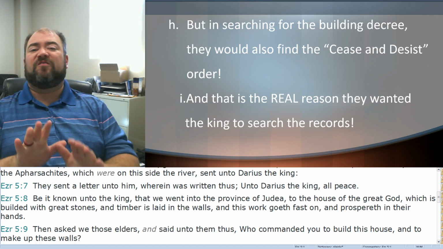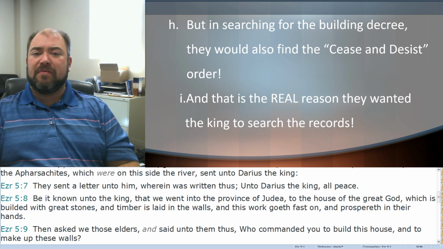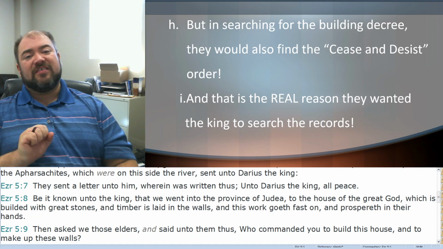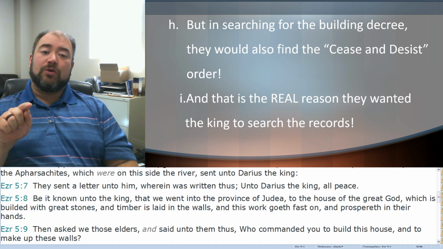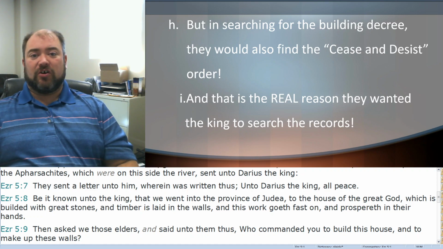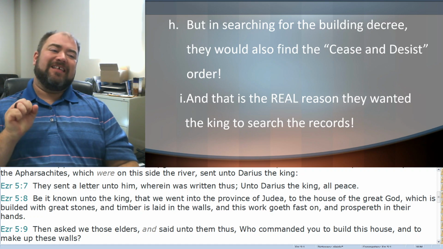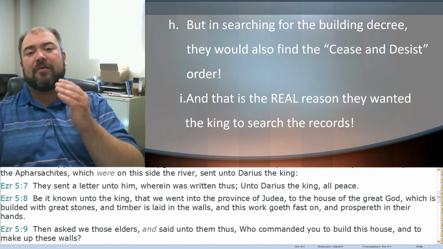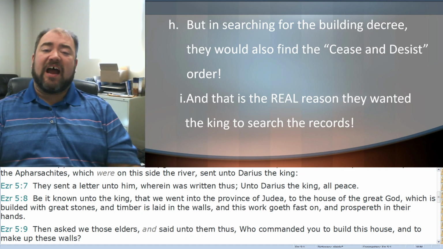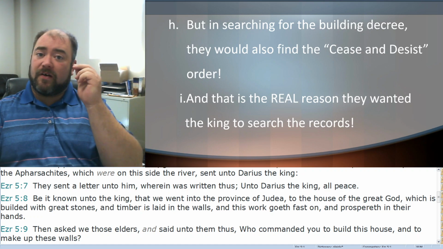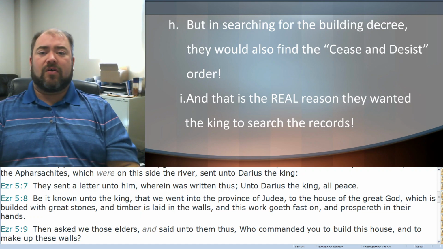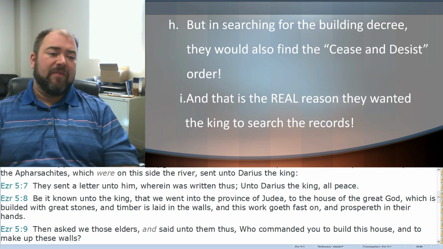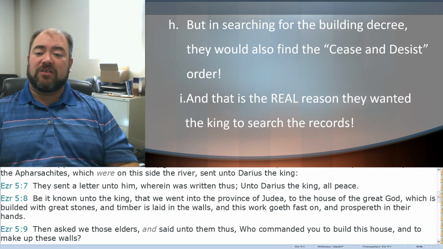Why don't you see if you can find a place where they were allowed to build? But you see, in searching for that building decree, they're also going to find the cease and desist order. And that is the real reason they wanted the king to search the records. They knew if they searched the records, they'd find the record that said stop building. So these hired help of the Samaritans, they're very clever, they're very smart, they knew what they were doing, they knew what they were writing. They took a little bit of truth and they stretched it to lie a mile. And that's what's taking place here.